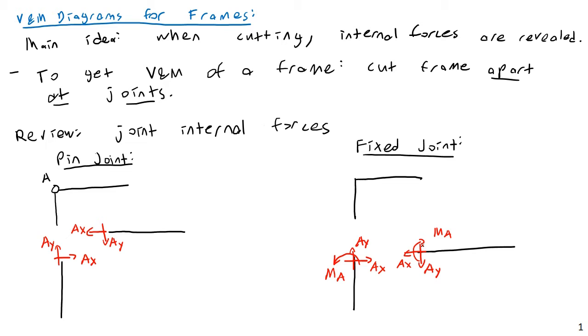But I do know, however, that if this one's experiencing an end moment that is counterclockwise, this one must be experiencing an end moment that is clockwise. Again, it all comes down to equal and opposite. Whenever you cut a joint and you reveal an internal force, the two different members are going to be experiencing equal and opposite forces. So it all comes down to Newton's third law, equal and opposite forces. Does that make sense?